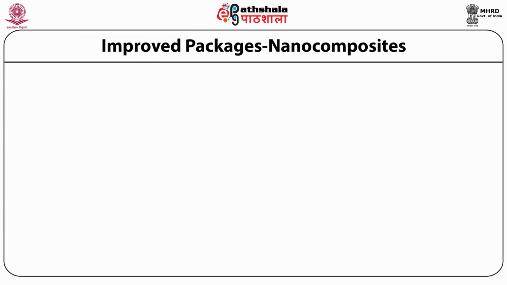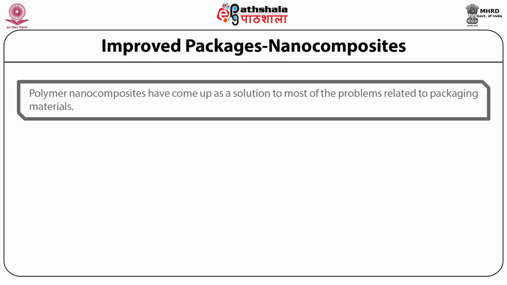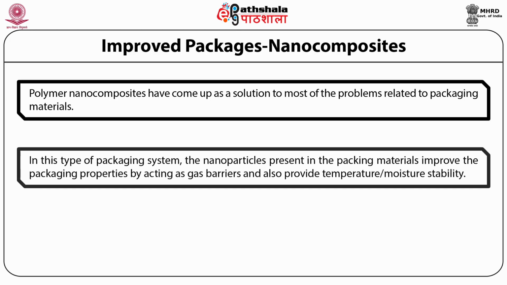Let us now begin to understand in detail each class of these packages, the first being improved packages. Improved packages are those wherein polymer nanocomposites have been embedded within the conventional sort of polymers. The most commonly used nanocomposites which are used within these materials are nanoclays or silicates.